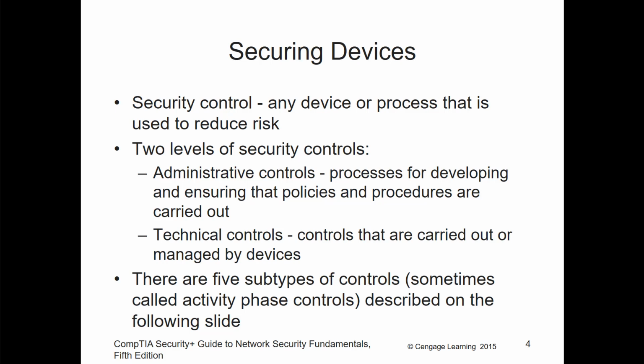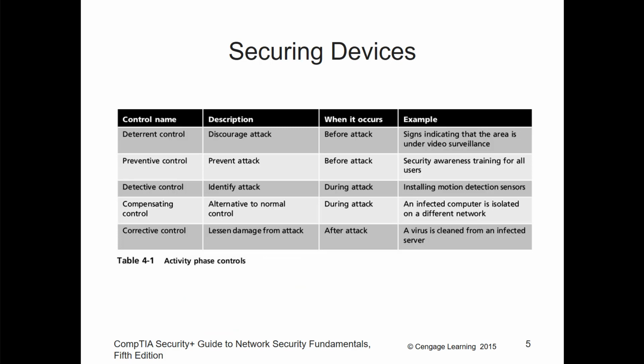There are typically 5 subtypes of controls. Sometimes these are called activity phase controls, and they're described later on. The controls are deterrent controls, preventative controls, detective controls, compensating controls, or corrective controls. Again, deterrent is more for discouraging. Preventive is to prevent. Detective is to identify. The compensating is to alter the normal control. And then corrective is to lessen the damage. And then they have an example of each, which you can read.